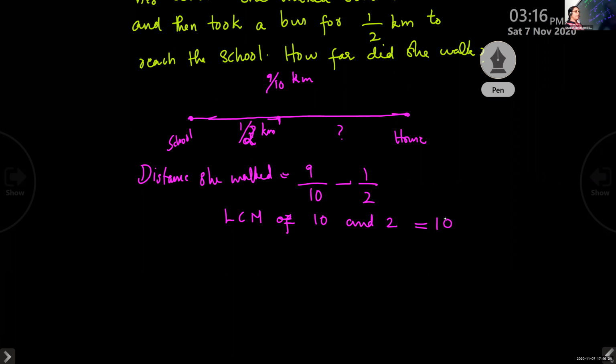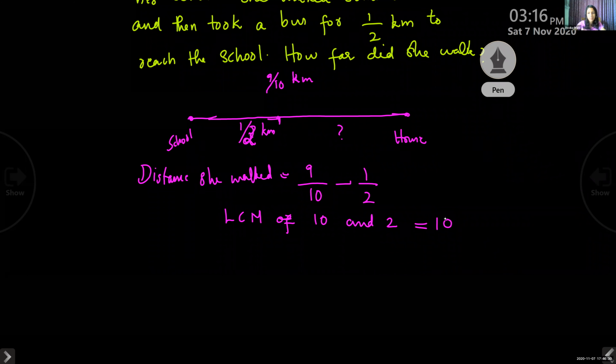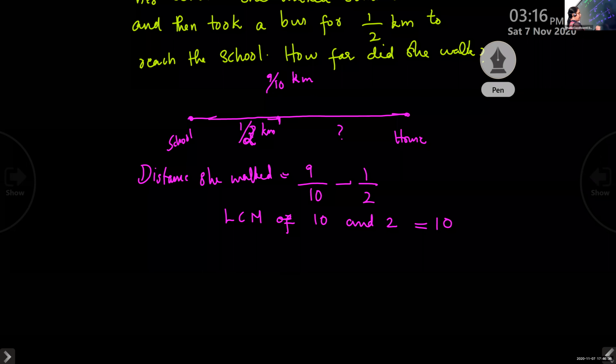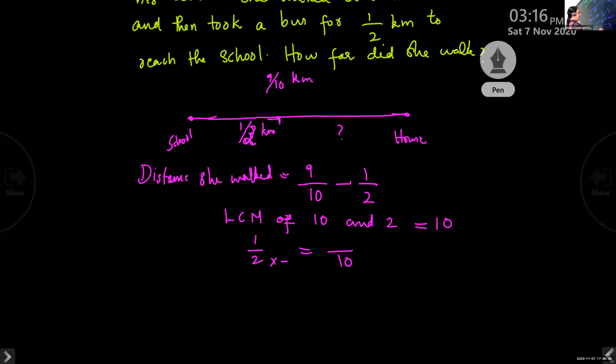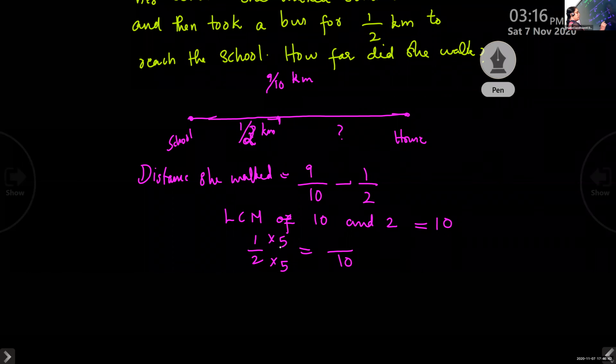If you have any doubt, you should do it and find out. So LCM is 10 itself. The first number we know, 9 by 10, no need of doing anything. But 1 by 2 we can convert into 5 by 10, multiplying by 5 on both sides.